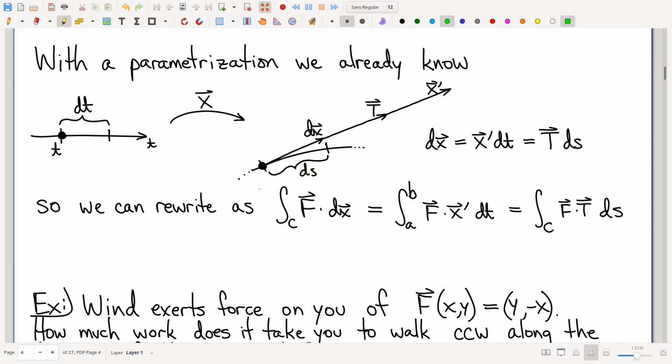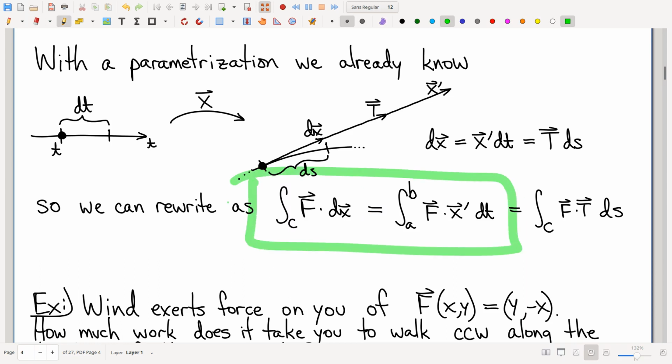From a computational standpoint, this is our big takeaway. From our computational standpoint, this vector line integral over a curve is a single variable calculus plug and chug integral dt. This is the pullback through the parameterization, plug and chug.